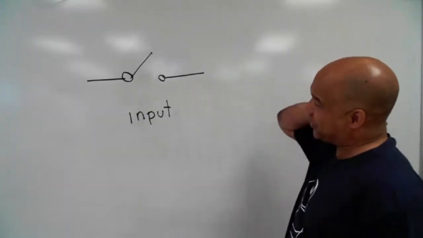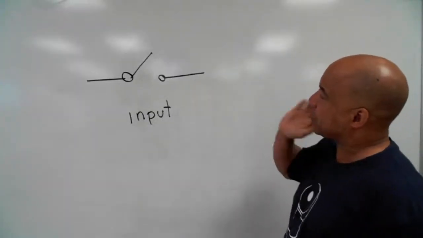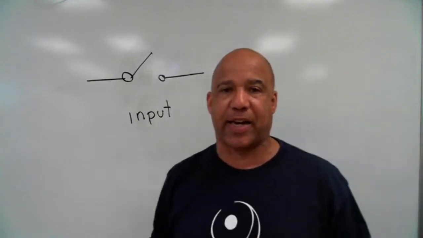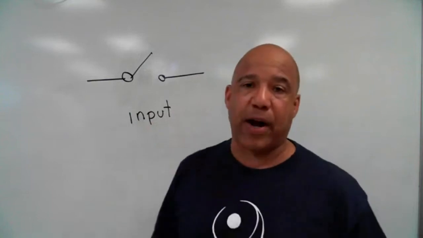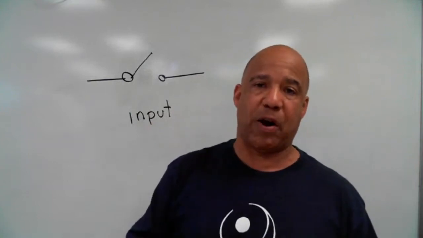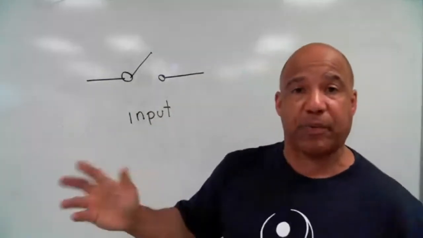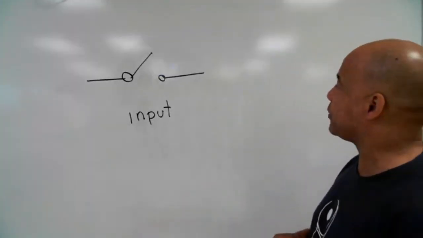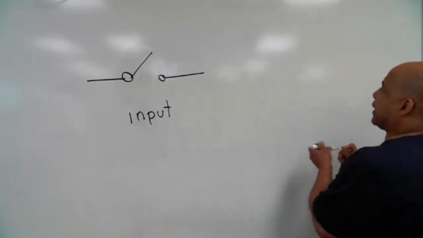So I'm showing you, this is a single pole, single throw switch. We call that an input. And when I use the term input, I can use it to reference a switch, or I can use it to reference a signal. And it'll be clear from the context of whatever problem we're talking about which I'm referring to. So we got a switch, and then we got a button.